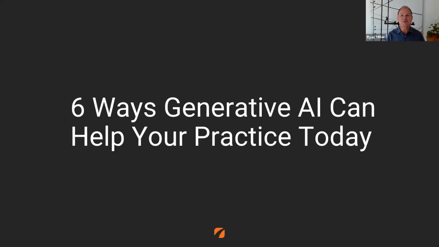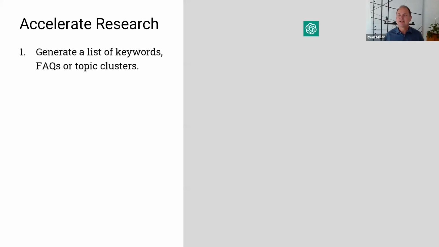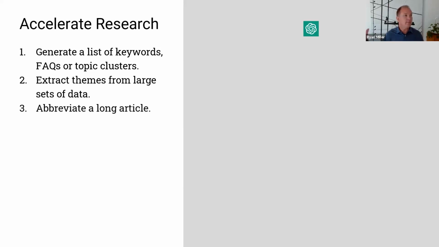Let's talk about using the tooling, because this is the part that I think you're really going to get excited about. My first and most, I think my favorite way to use generative AI is specifically to accelerate my research, to give me inspiration keywords that I can then go use in other tooling, to get ideas for FAQs or topic clusters that can inspire my writing. I can use it to extract themes from large sets of data and to take a big article and abbreviate to its most salient points.